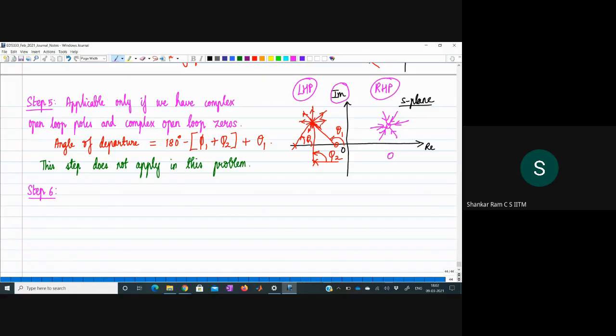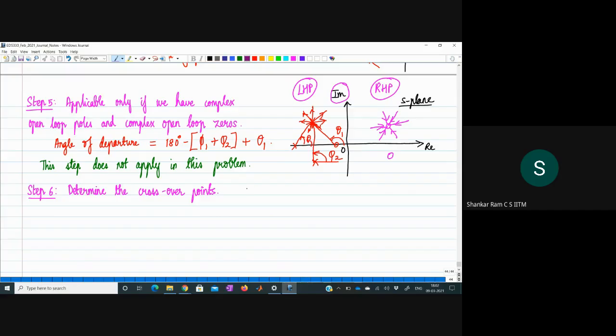So if we have a root locus going from the left half plane to the right half plane, or from the right half plane to the left half plane, it is going to cross the imaginary axis. Such a point where the root locus branches cross the imaginary axis is called a crossover point. Now the question is, how do we determine such points?